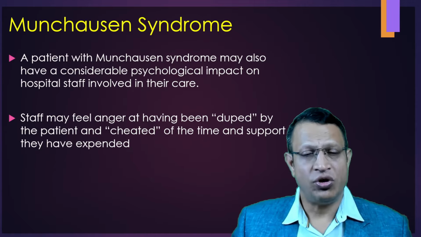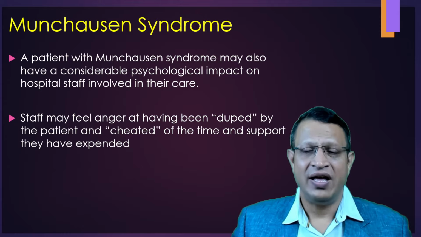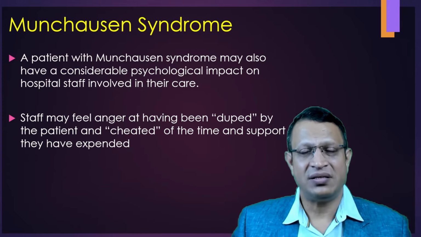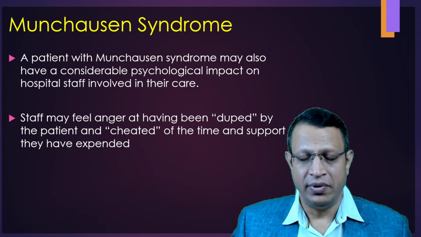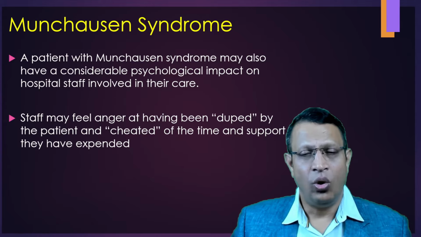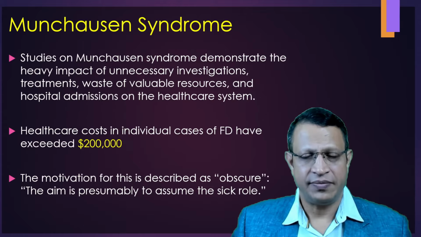A patient with Munchausen syndrome may also have a considerable psychological impact on the treating team. Invariably, the treating doctor and the nurses feel that they have been betrayed and duped, and the whole treating team feels this patient has cheated them. Many a time, the treating team can become hostile towards these patients.